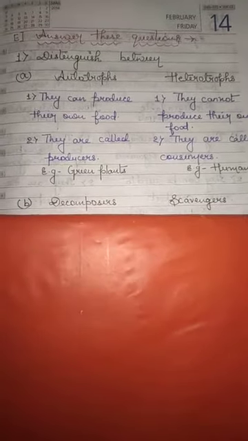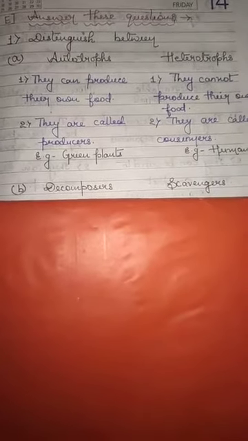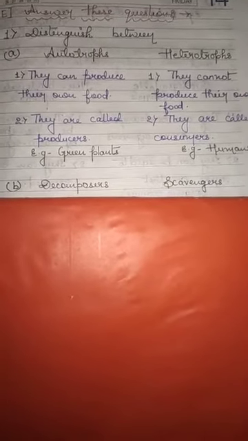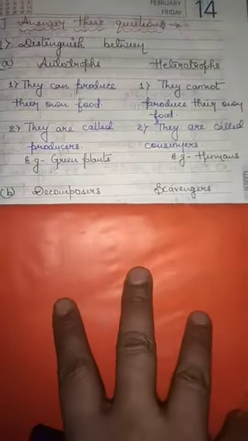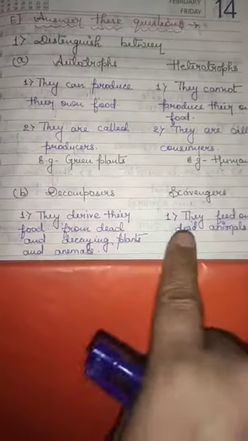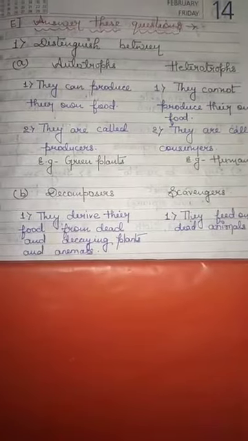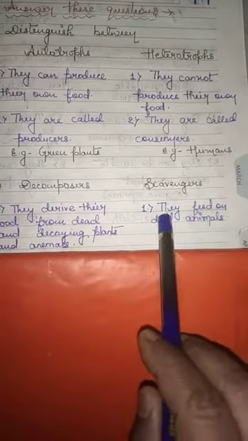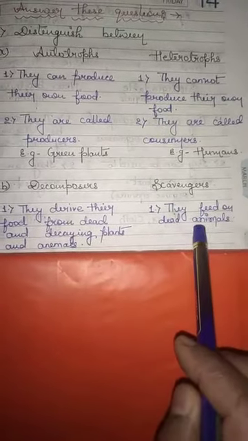Second one, difference between decomposers and scavengers. Decomposers, you all know, are the microorganisms which break down the dead and decaying parts, whereas scavengers are the animals which feed directly on dead bodies. Let's see what the points are. The first point, they derive their food from dead and decaying plants and animals. Clear? Whereas scavengers feed on dead animals.